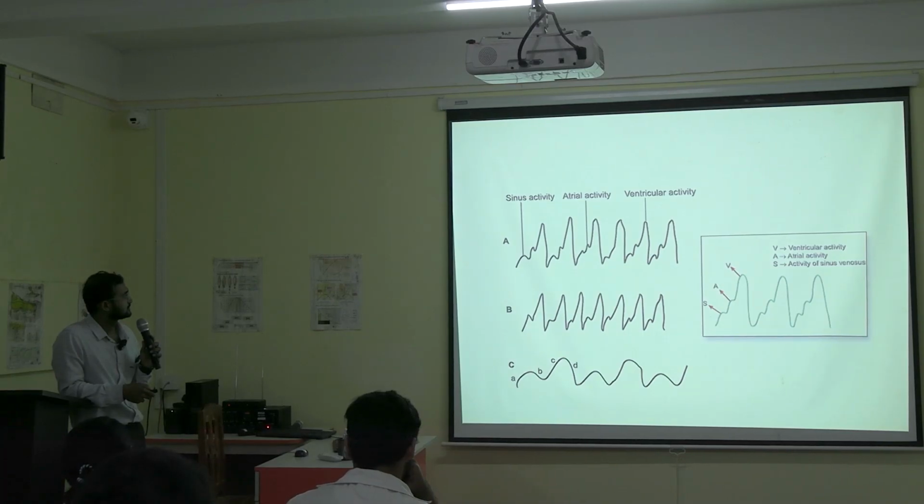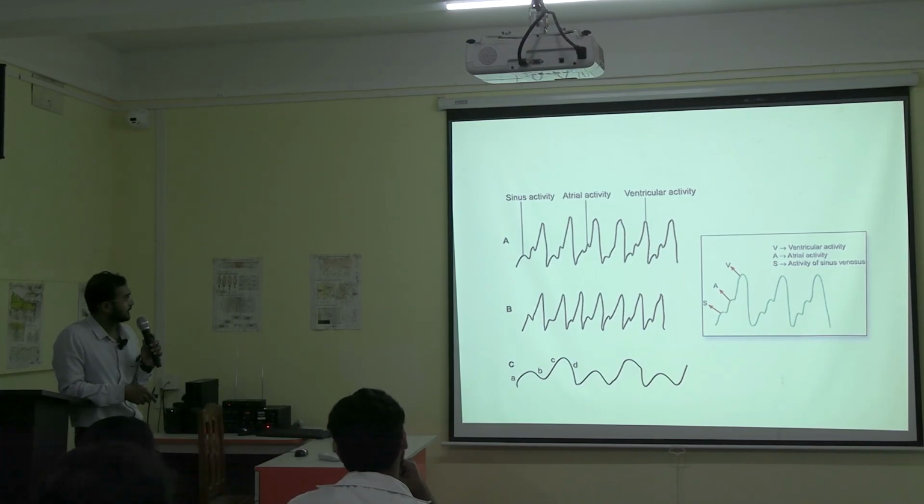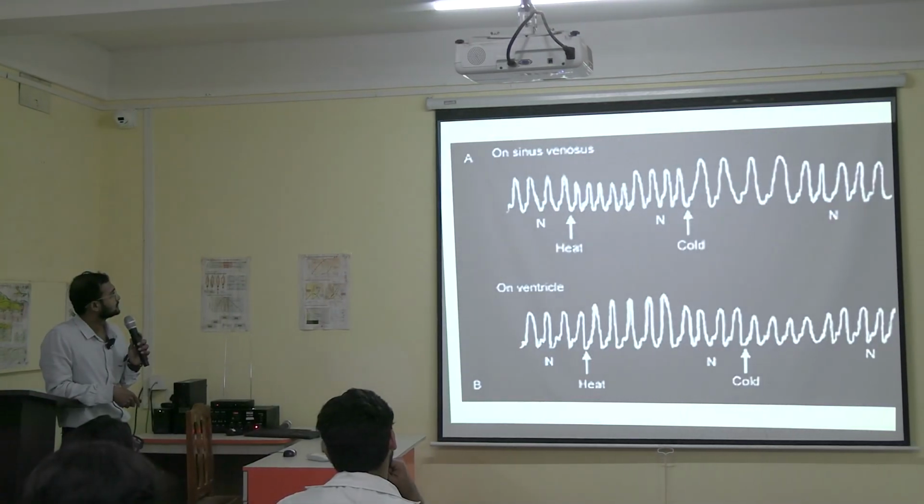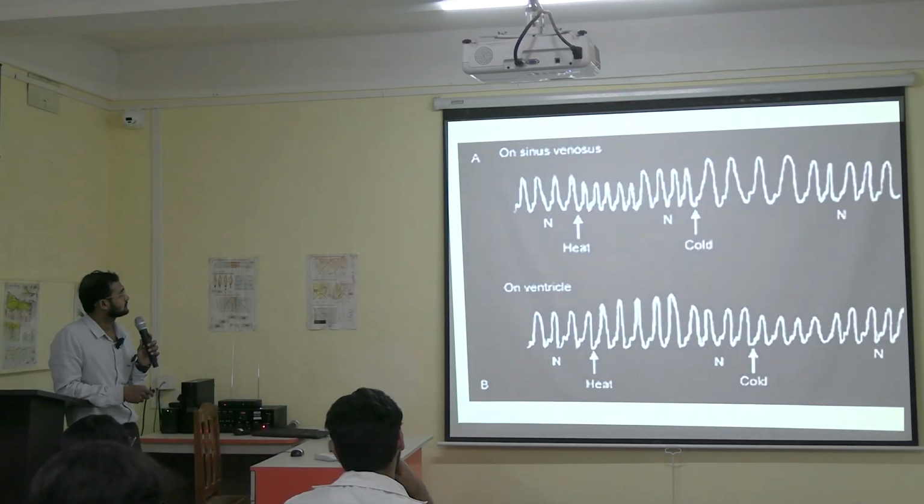The atrial activity, from here it started. Then the systole, then diastole, then again systole, then diastole. This is the ventricular part, and this is the atrial part. So this is a diagram.